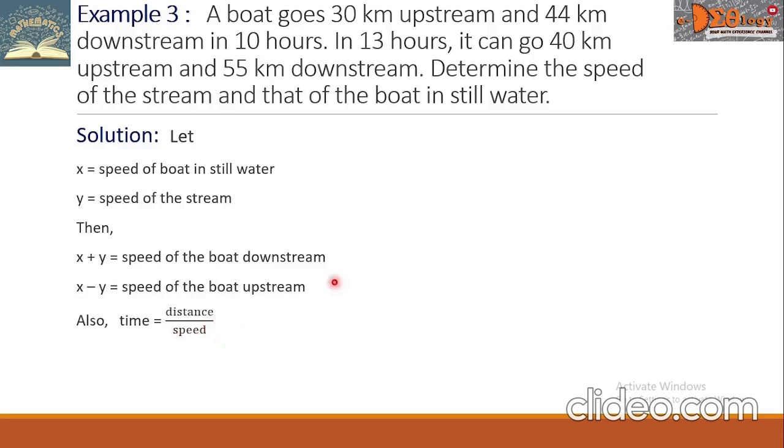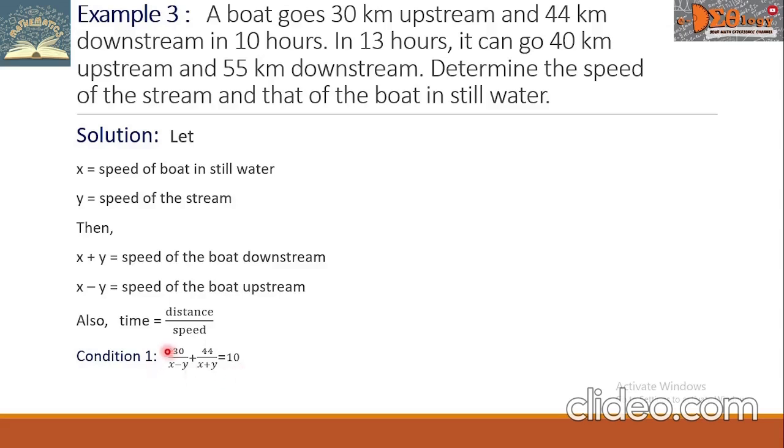If we analyze our problem here, this is a combination of upstream and downstream with respect to time. In the first condition, 10 hours. Second condition, 13 hours. Now, for the first condition, we have t sub 1 or time 1 plus t sub 2 or time 2 equals the total 10 hours.